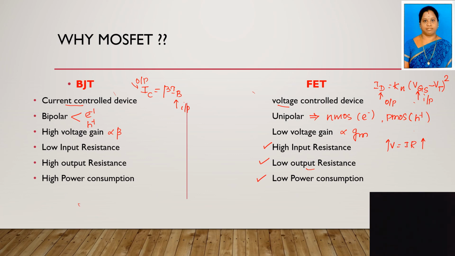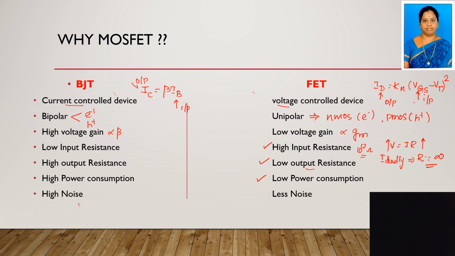In the case of MOSFET, the high input resistance is approximately 10 power 12 ohms. It's a very high resistance. Ideally, we can say the MOSFET has infinite input resistance. This is the biggest quality of MOSFET. Because of these advantages only, we are going for MOSFET.